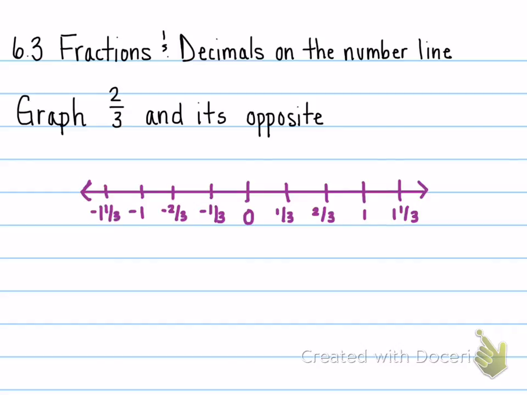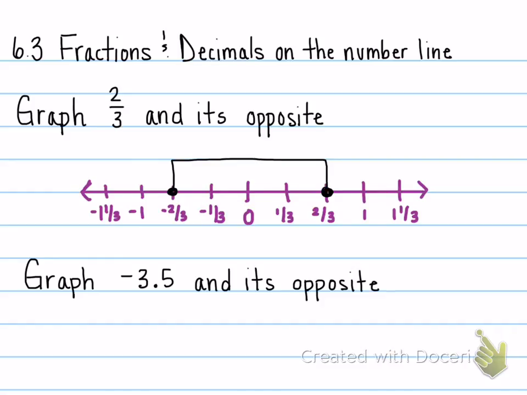Now if I'm graphing 2/3 and its opposite, I can graph 2/3, which is right here, 2/3 away from 0, and its opposite, negative 2/3, which is also 2/3 away from 0. Equal distance away from 0. The same thing happens when you're talking about decimals.